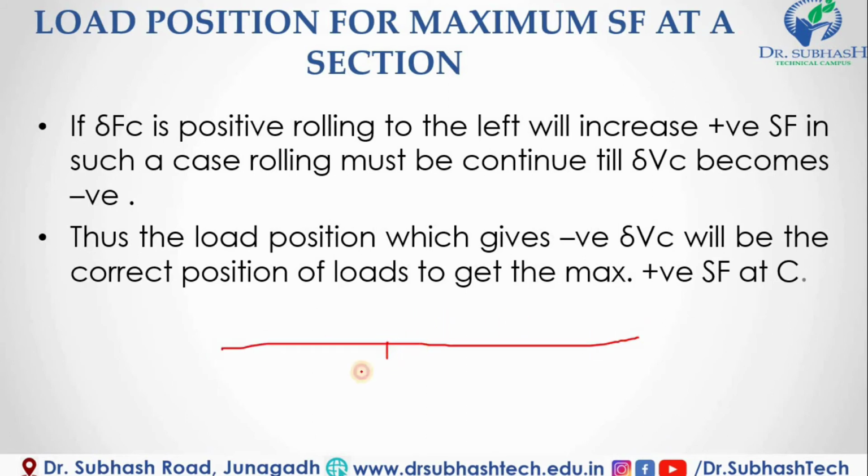This is our span AB. Here the section C is given. So for the negative shear force, we have to do the arrangement: the first load should be on C, then the next load, then the third load, and this one is the fourth. So these are the positions that should be on span AB. It means from the section, the left hand side, all the span is under negative.